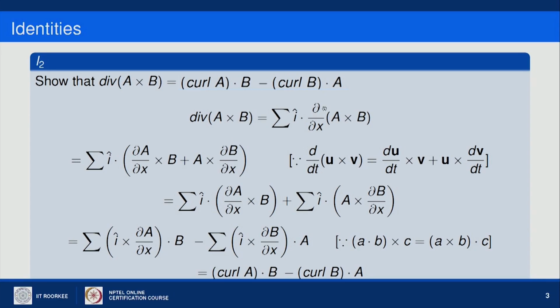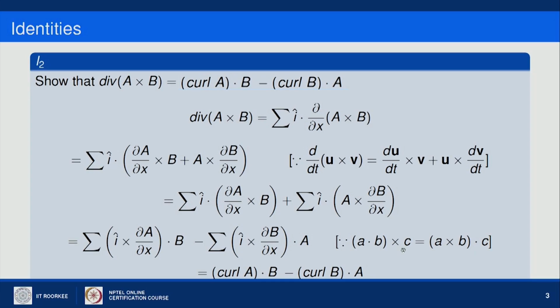Now del by del x of A cross B: if I have d by dt of u cross v, I can write it as du over dt cross v plus u cross dv over dt. So applying this property here, I will get del by del x of A cross B as del A over del x cross B plus A cross del B over del x. Now I can write it as a sum of two different terms. The first term will become i cap dot del A over del x cross B, plus i cap dot A cross del B over del x.